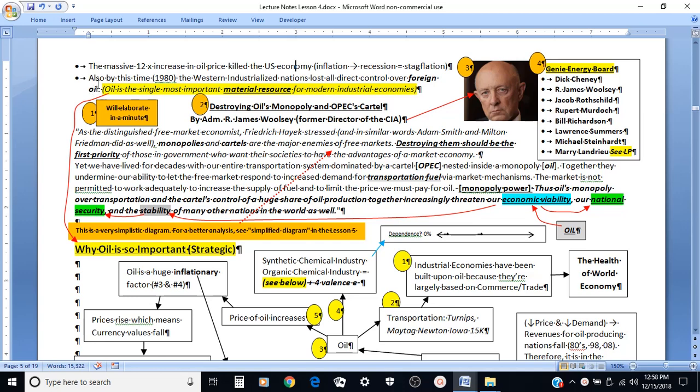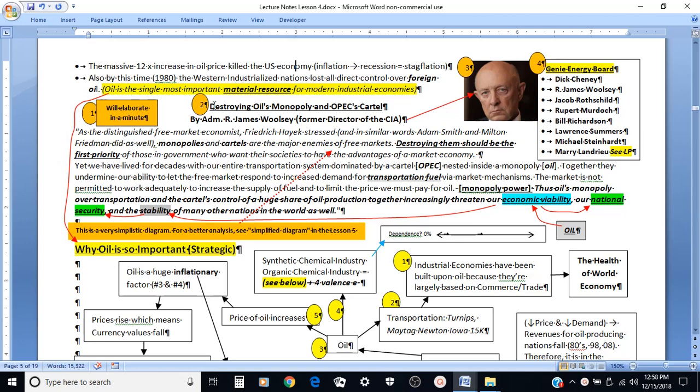Now, also by this time, by 1980, the Western industrialized nations lost all direct control over foreign oil. Most of these oil production areas were developed by the major Western industrialized oil corporations. But by the 1980s, they nationalized most of that. They took over control of their own oil. So we lost control of foreign oil. Now, oil is the single most important material resource for modern industrial economies. I'll elaborate more on it here.